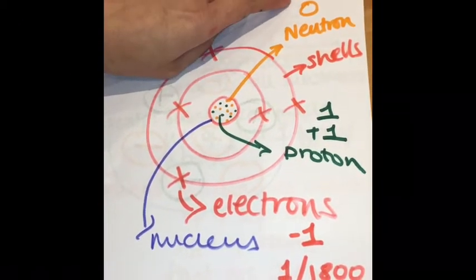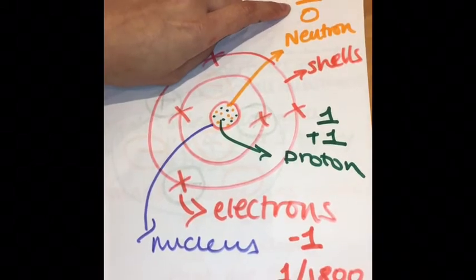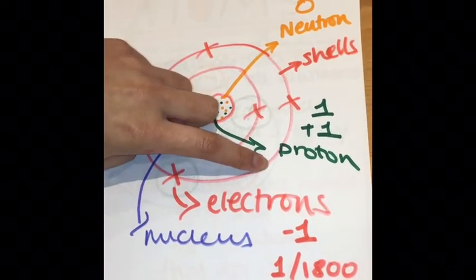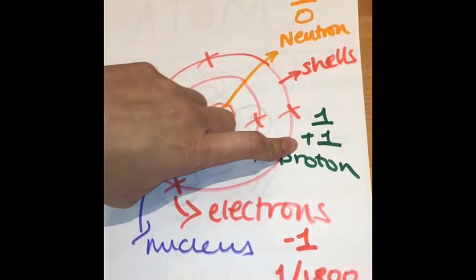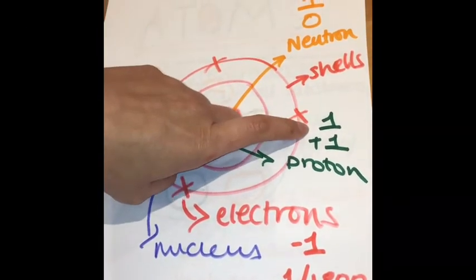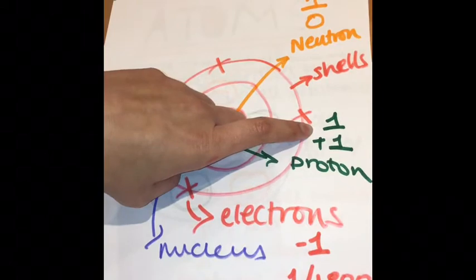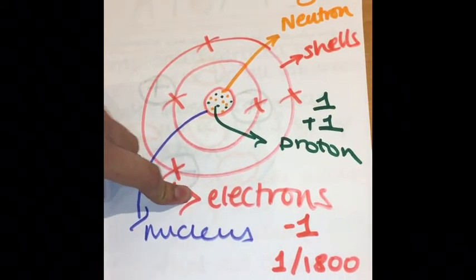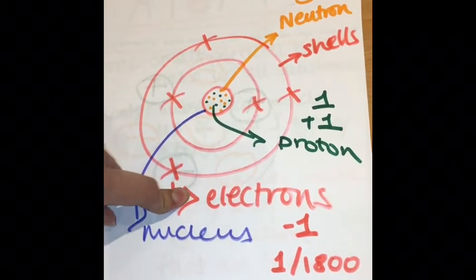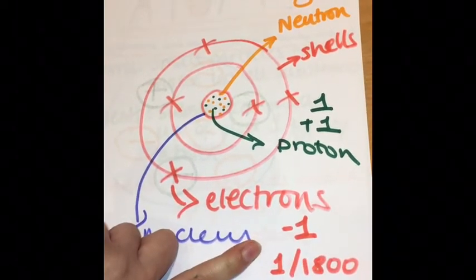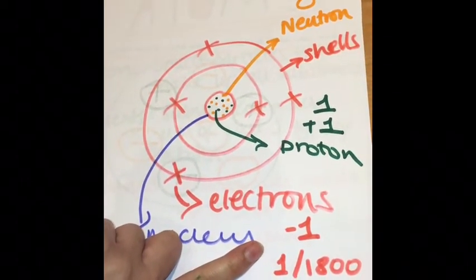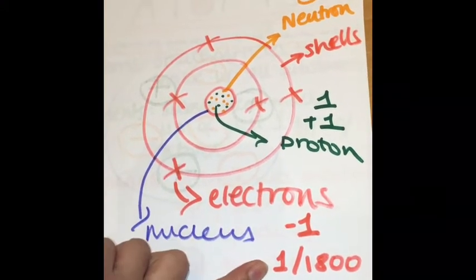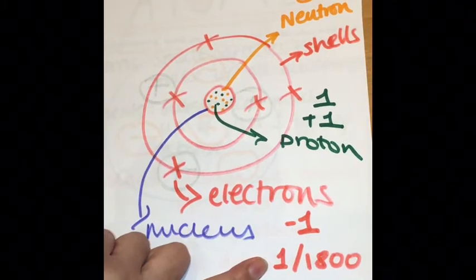It has a relative mass of 1. So it's 1 unit compared to everything else. Protons have a relative charge of +1. So they're positive. They have a mass of 1 unit. Electrons are a bit weird compared to protons and neutrons because they have a -1 charge, so they're actually negatively charged. They also have a mass of 1 over 1,800.